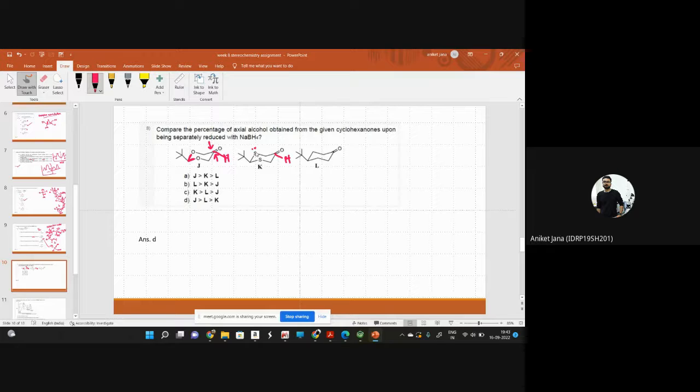You are saying that due to the absence of the 1,3 diaxial interaction between K and L, L will be the least one. As the hydride will attack from this position, we will get the equatorial alcohol. So the OH group should be in the equatorial position.